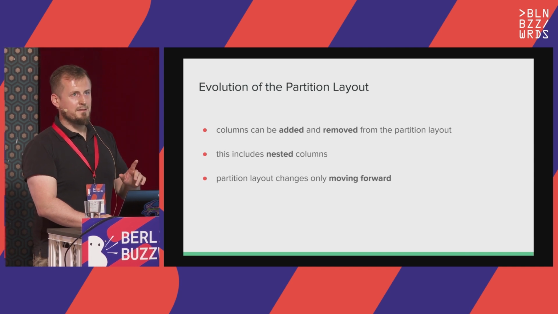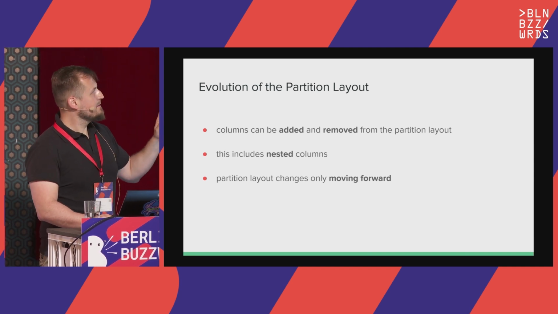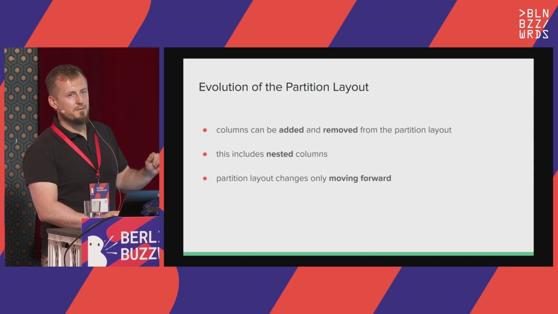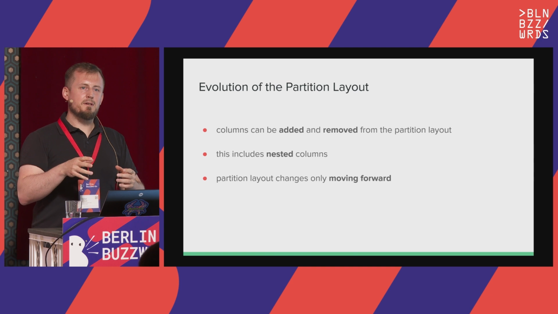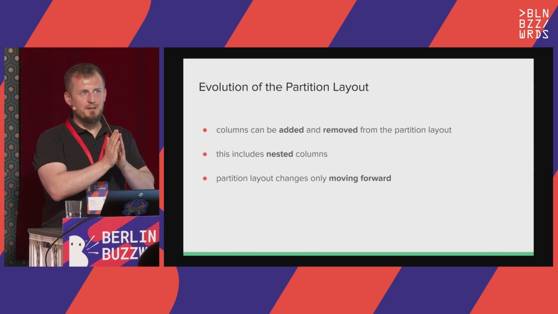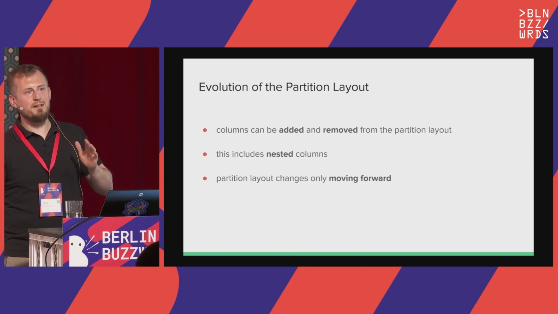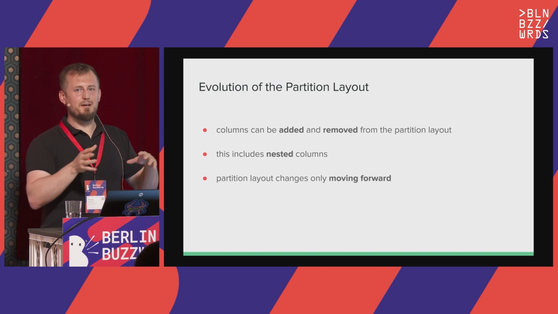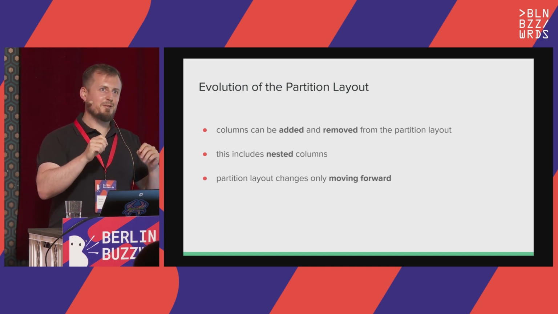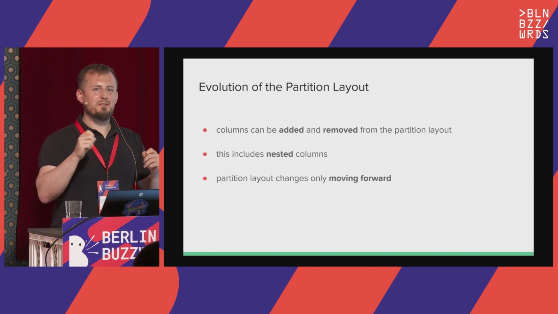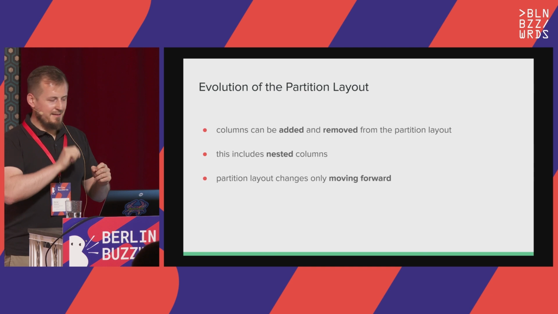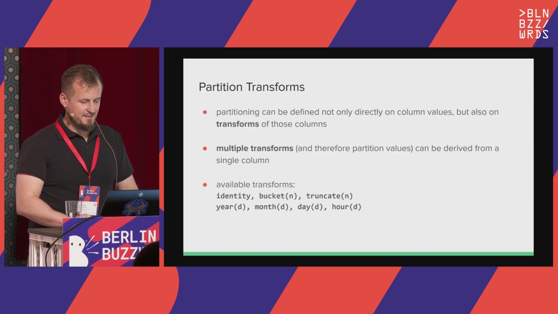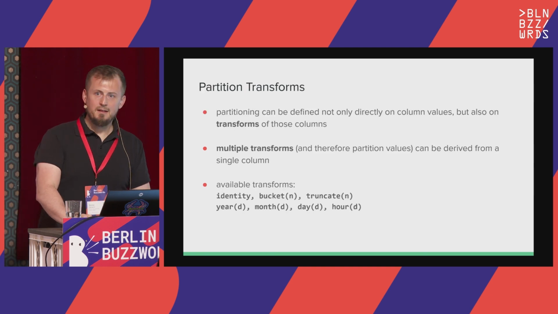Now, columns can be added and removed from the partition layout freely, and this includes nested columns. And this is one of the most interesting aspects of evolution of an Iceberg table: if we modify a partitioning layout, it's going to be applied to the data files moving forward, and the data files that are already there are going to still be stored with partition values corresponding to the previous partitioning layout. We will actually see it in code examples.